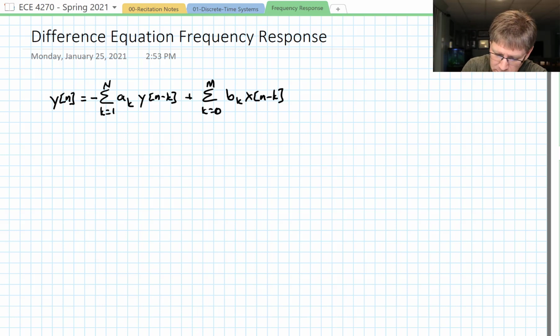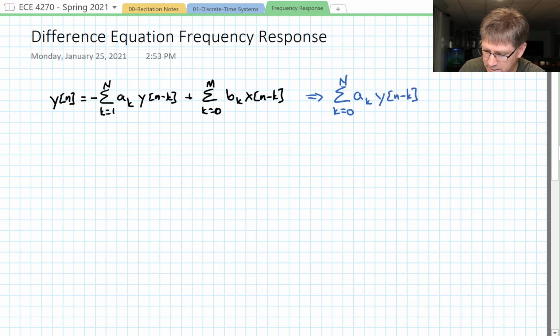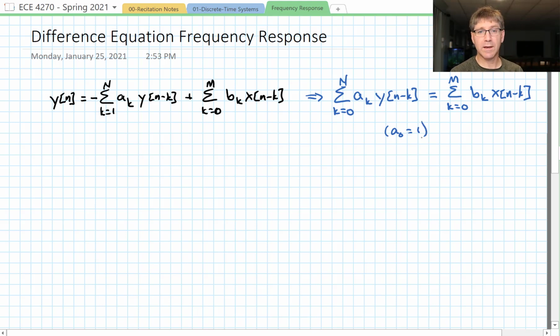But this corresponds to, if we put everything over onto one side, the sum from k equals 0 to n of ak y of n minus k equaling the sum of the b's times x of n minus k. And remember, we follow the general convention that a0 is equal to 1, although this is not essential to this development. It's just a good reminder.